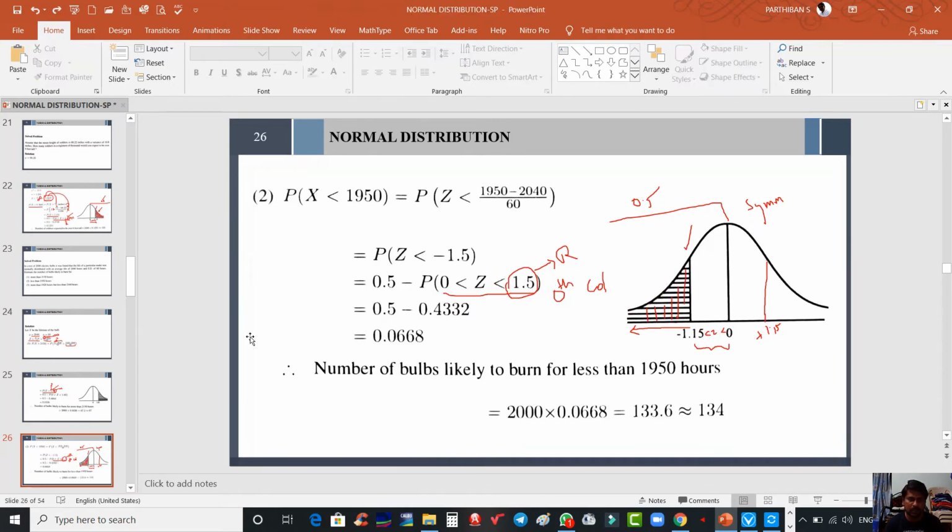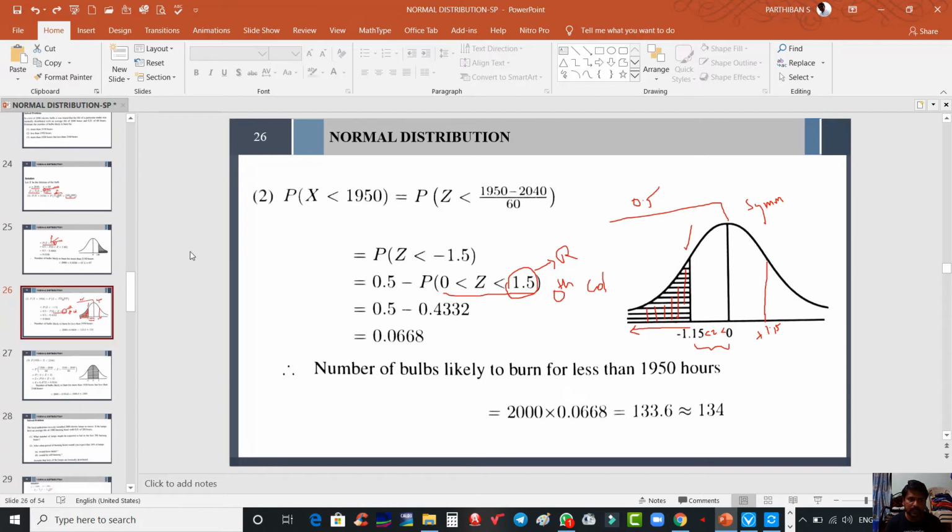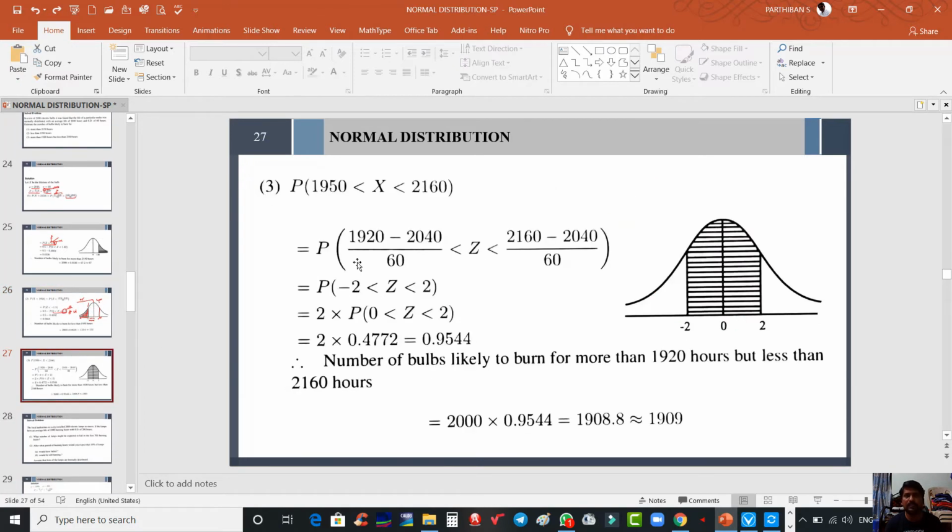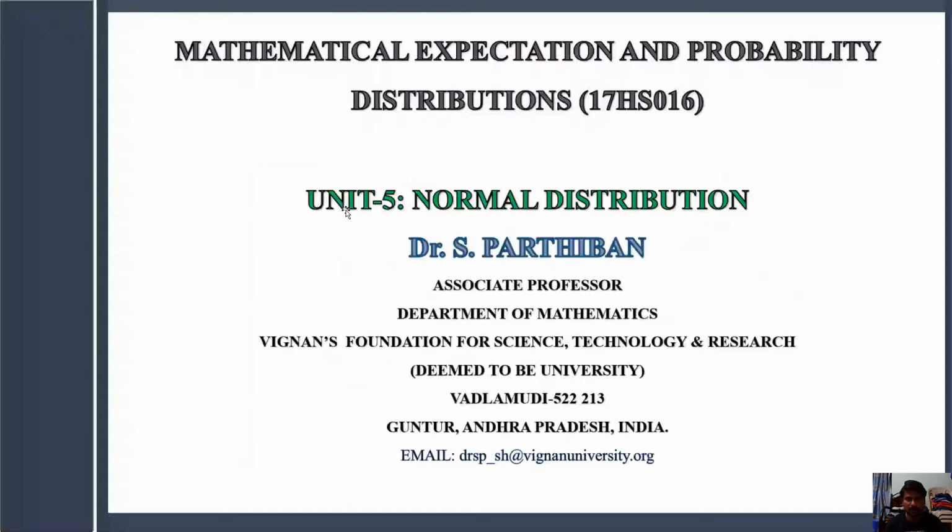And how to calculate the third sub question, that is the probability of X lying between these two values. I hope that hereafter you can understand better how to refer to the normal table.